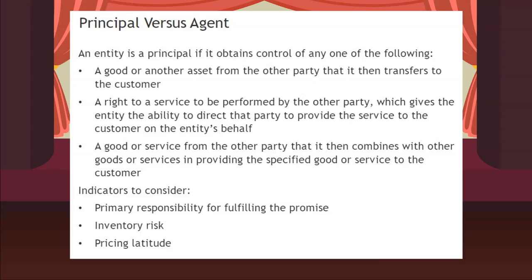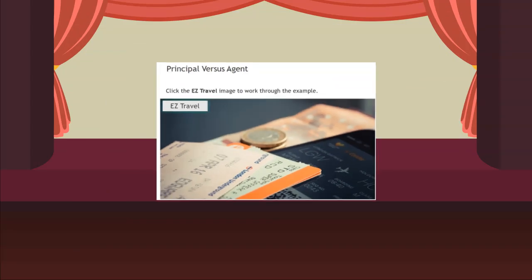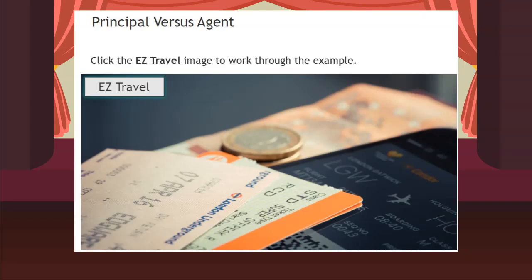In some cases, there is more than one party to an arrangement, in which case an entity must perform a principal-agent analysis to determine whether it should present revenue and related costs on a gross basis or on a net basis. Overall, an entity is a principal if it controls the specified good or service before that good or service is transferred to a customer. The standard provides certain indicators to assist with the evaluation, but there are no bright lines, and this assessment can be highly judgmental. Click on Easy Travel to review the facts and work through an example.